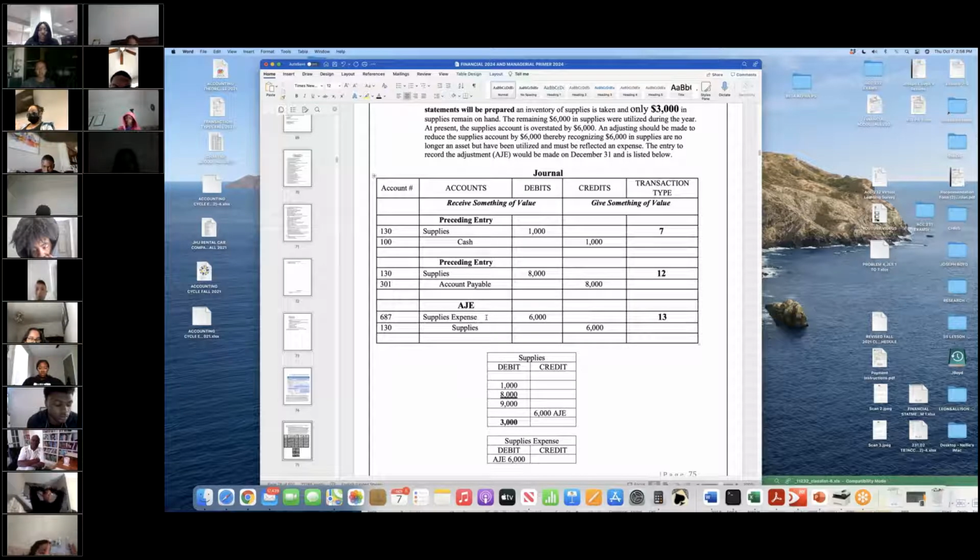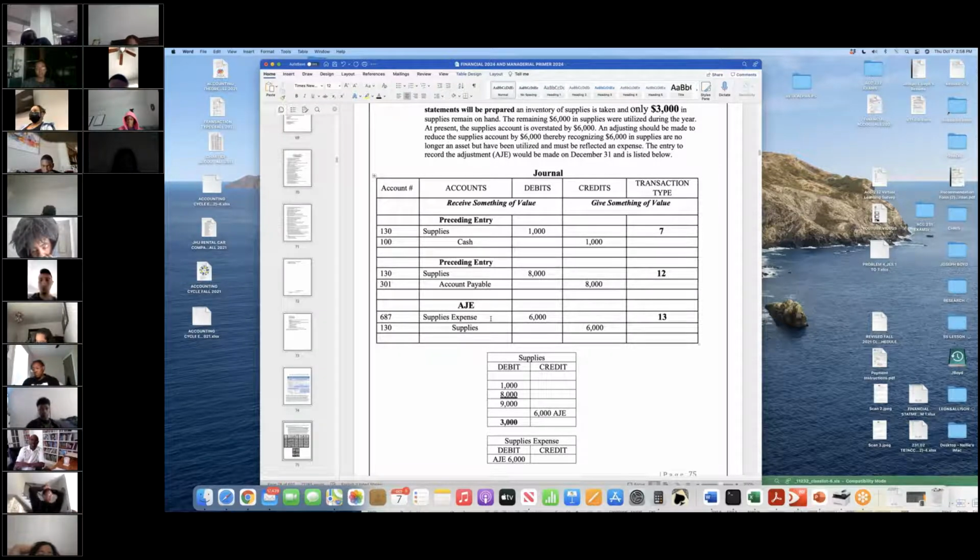And I'm going to say it a second time. When we make the AJE, the adjusting entry, I should not see the cash account. And finally, for the third time, when you make an adjusting entry, cash is never in that entry.